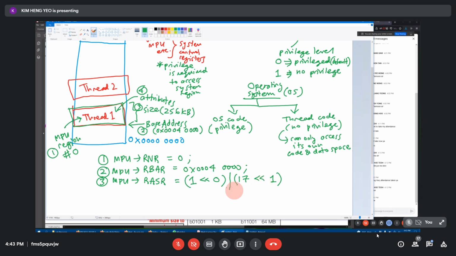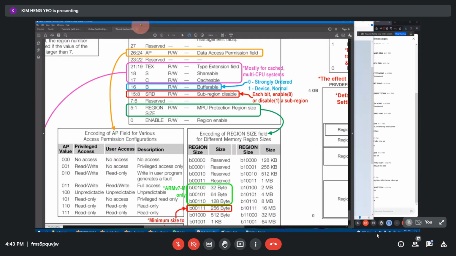So the first part is to enable the region, and this is to select the 256 KB size. Okay, one more is the attribute. Now I need to set the attribute. What is the attribute?